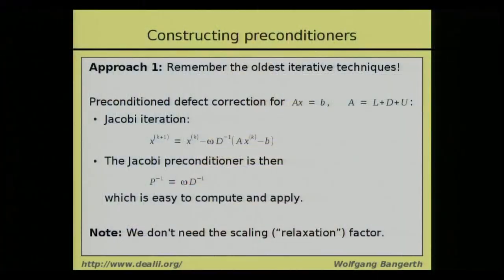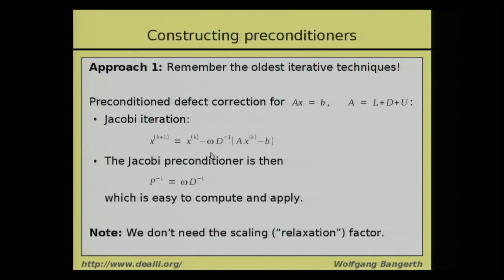I do want to point out one particular part. In order for this defect correction step to converge, I need omega less than 1 over the largest eigenvalue of this matrix. Only if I have this omega less than 1 over the largest eigenvalue of this matrix does it actually converge.